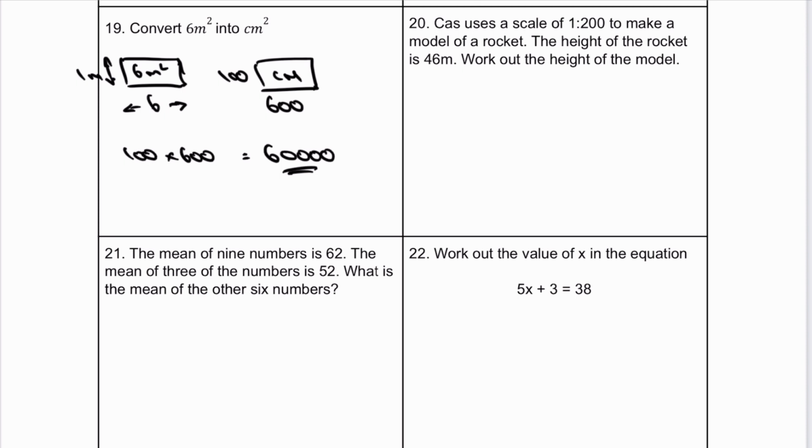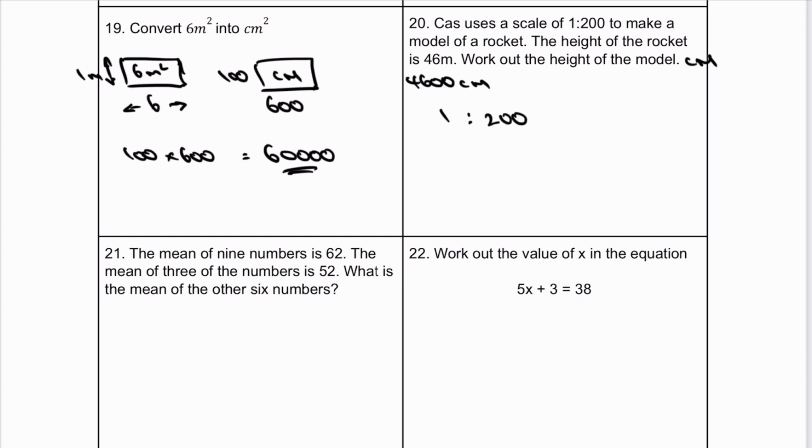Kaz uses a scale of 1 to 200 to make a model of a rocket. The height of the rocket is 46 meters. Work out the height of the model. Okay, so what I'm going to do is also recognize that the model is likely to be in centimeters, so rather than saying 46 meters, I'm going to make that 4,600 centimeters, and then I'm going to use my scale. So I've got 1 to 200.